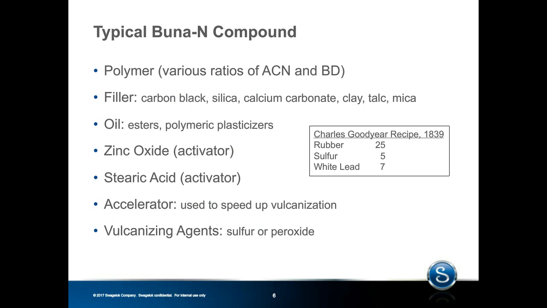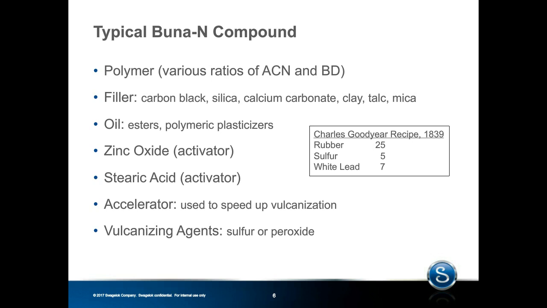Here I'm just showing you what a typical compound recipe might look like. So the first item that I have there on the list is polymer, and that really is just referring to the raw gum rubber that is sold by the big companies that you're familiar with. So DuPont, Solvay, Dyneon, their raw gum rubber is just one of many ingredients that are going to go into your O-ring compound. You can see that there's other items in there. There's fillers and oils and activators, vulcanizing agents, so many other things in addition to the raw gum rubber.